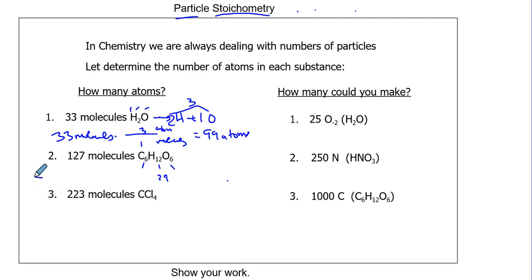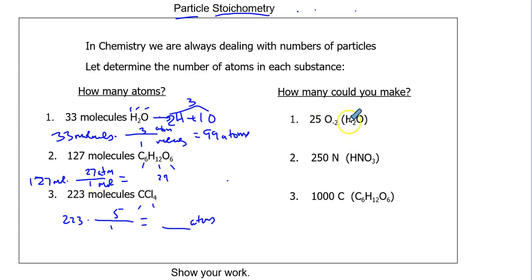So we have 127 molecules. Get rid of molecules and go to atoms, and it's going to be a 1 to 27 ratio. Here, again, you can multiply out to get your answer. We have 5 particles, so 223 at a 1 to 5 ratio gives you the number of atoms here. Alright, so what about this? What if we had 25 molecules of O2?